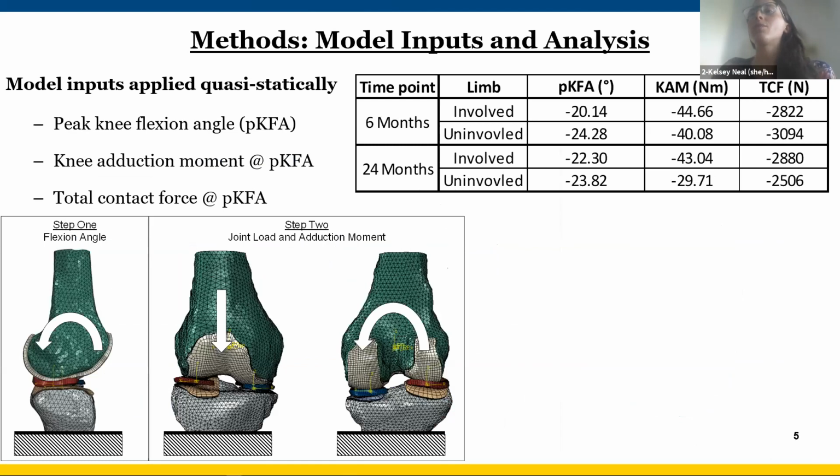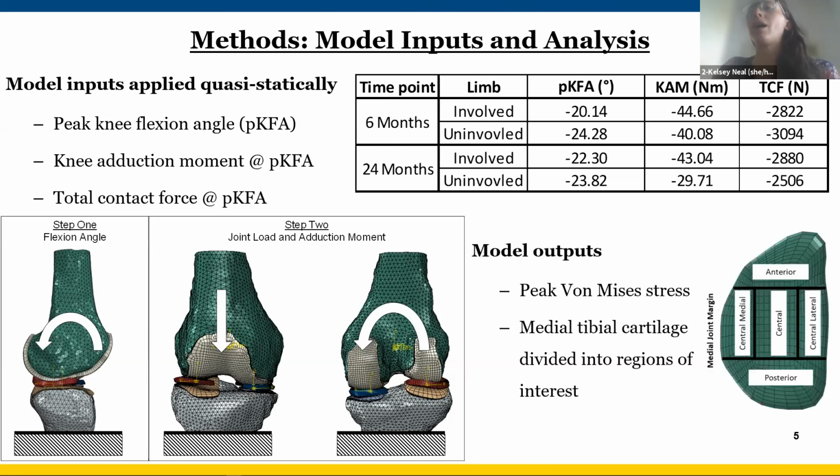The model inputs were applied quasi-statically in 2 steps. The tibia was held fixed in all directions, while the loads and moments were applied to the femur at the center of the transepicondylar axis. Step 1 applied the peak flexion angle, and step 2 applied the knee adduction moment and the total joint contact forces at peak knee flexion angle. The model output of interest was peak von Mises stress, for 5 regions of the medial tibial cartilage.